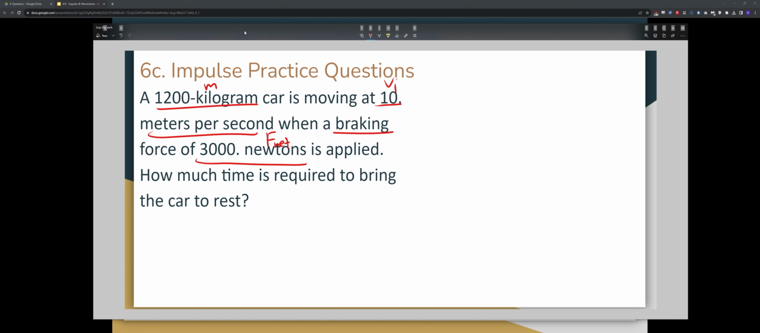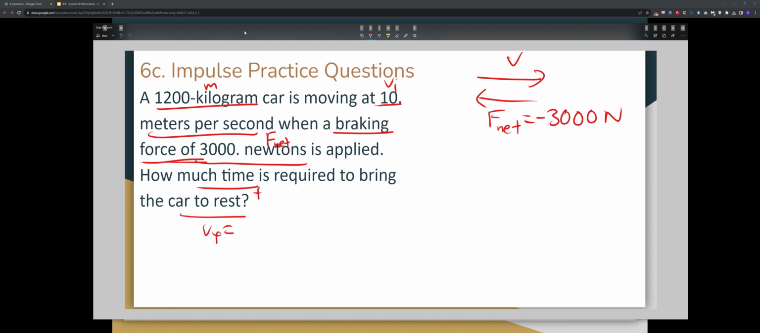It's actually incredibly important for you guys to notice the language here. A braking force. Think about it this way. The car is moving, let's say it's moving to the right, but then a braking force of 3000 newtons is applied. Well, think about the direction that force is applied in, right? If you're braking, well, then the force is applied in the opposite direction here. And so your net force here is actually negative 3000 newtons. And so what was your time? And then you bring it to rest.